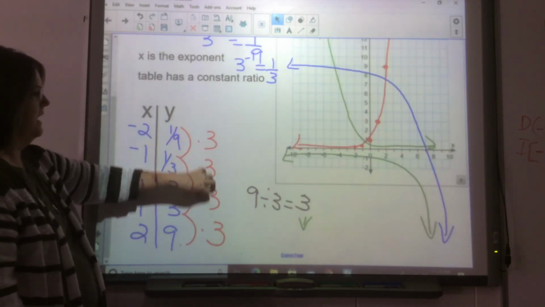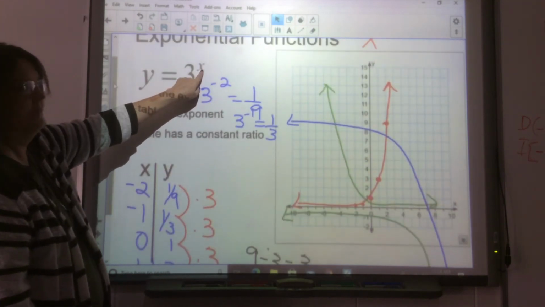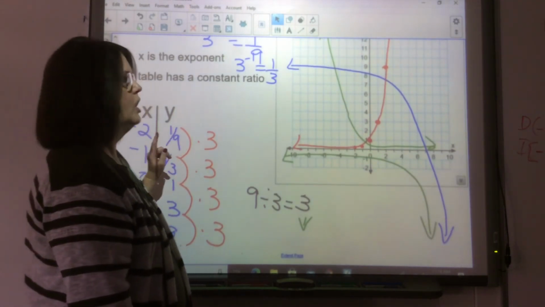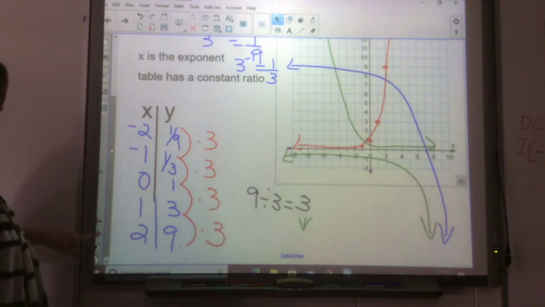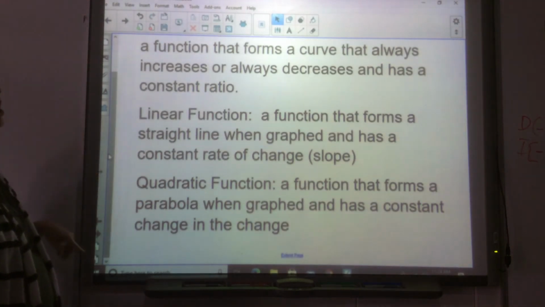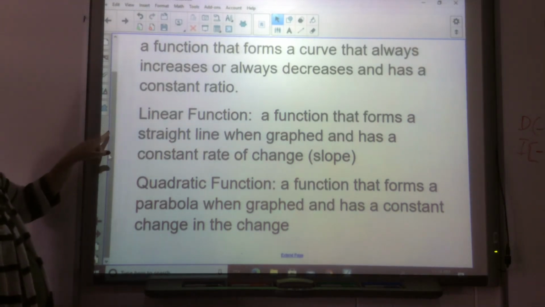Exponential multiplies by the same thing. The exponent is the x. And then it's L-shaped with a curve in there. It's not got a point for the L. So remember all that. An exponential function is a function that forms a curve that always increases or always decreases and has a constant ratio. So it's either going up or going down.